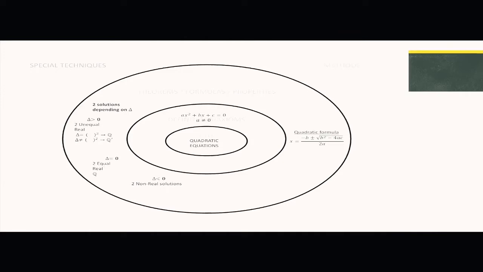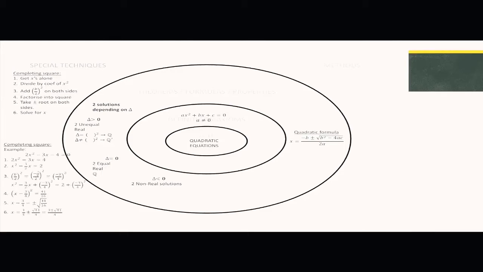Special techniques, completing the square. How do I complete a square properly? And then I also did an example of completing the square. Especially with a difficult technique like completing the square, don't just write steps, write an example.